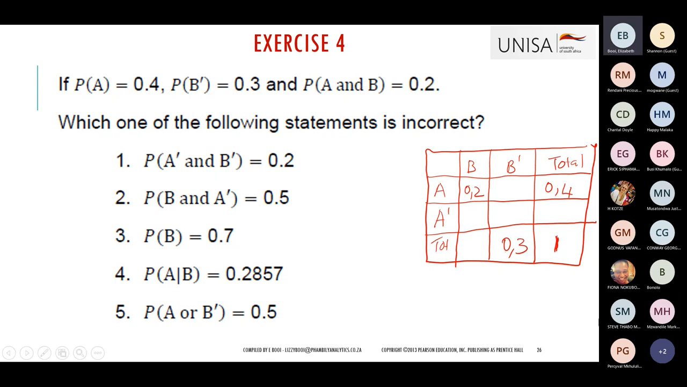Okay, are we done completing the table? Yes. Okay, give me the numbers. So this will be? 0.7. And here will be? 0.6. And this will be? 0.2. And here? 0.1. And 0.5, because if I add this, it should give me 0.4. If I add this, it must give me 0.7. Now I've completed the whole table. I can just evaluate, because I've referred to all these values that I see here.